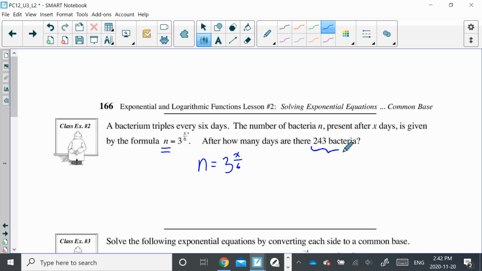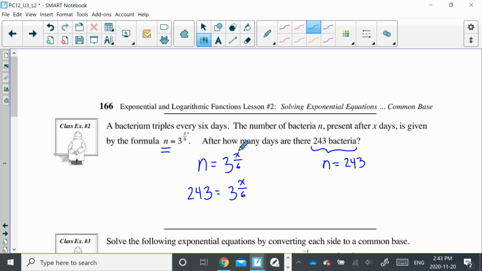So you have to be able to figure out, is this N or is this x? N is the number of bacteria. So they want to know when N is 243, what's x? How many days? So let's substitute out N and put in 243 is equal to 3 to the power of x over 6.